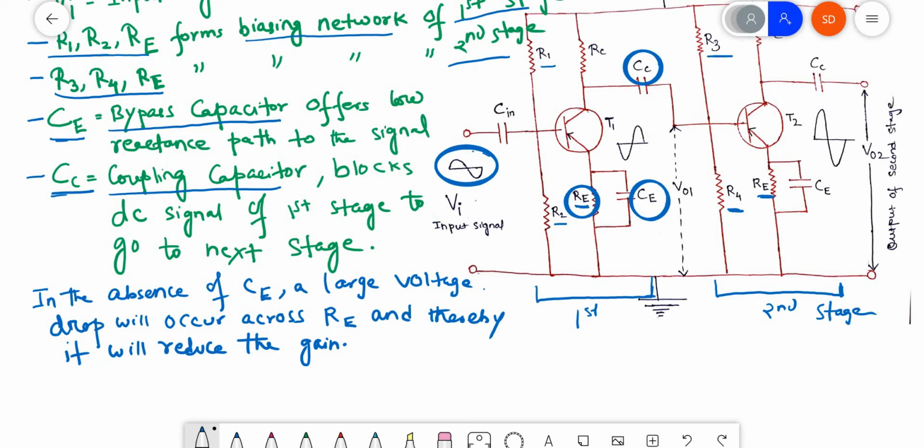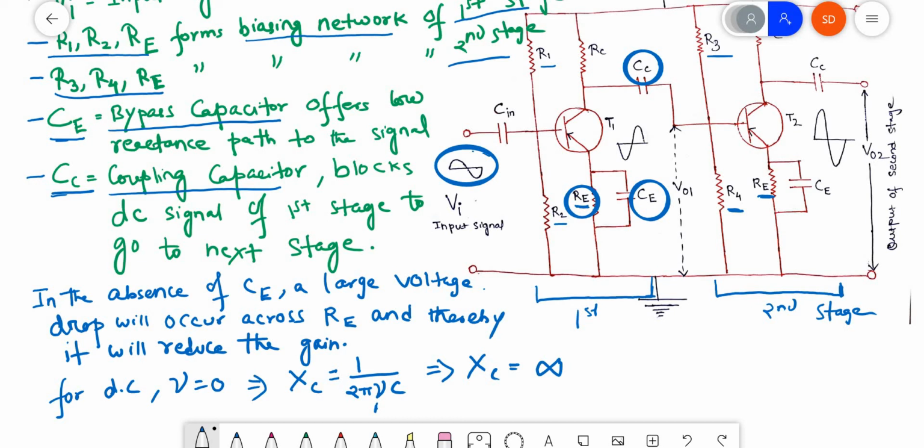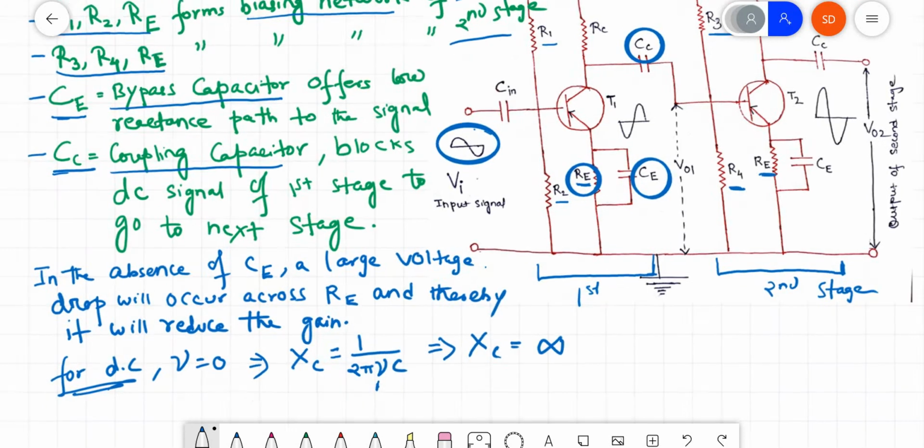Why? Because for DC, the frequency nu is equal to 0. There is no frequency in DC current. We know that the reactance provided by the capacitor is given by Xc equal to 1 by 2 pi nu C. If nu is equal to 0, then Xc will be infinite. That means for DC, the coupling capacitor will not allow the DC signal to go from the first stage to the next stage. I hope it is clear.